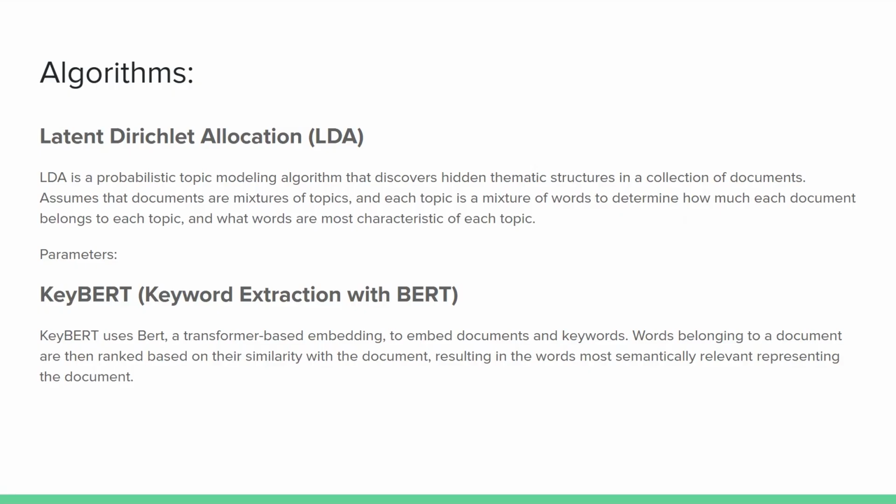KeyBERT uses BERT, a transformer-based embedding, to embed documents and keywords. Words belonging to a document are then ranked based on their similarity with the document, resulting in the words that are most relevant to the document. The main difference between the two is that LDA is about discovering the topics given a corpus or a set of documents, while KeyBERT is about discovering the keywords that are most relevant to describing a document.